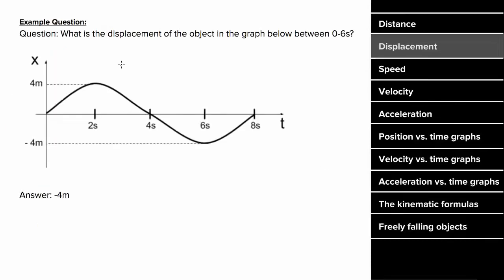If you were given this graph and you were asked to find the displacement of the object between 0 and 6 seconds, you wouldn't care that the object moved forward and backward and changed directions. All that you would focus on is that the initial position was 0, the final position at 6 seconds was -4. That means the displacement was -4 meters, since you ended 4 meters behind where you started.